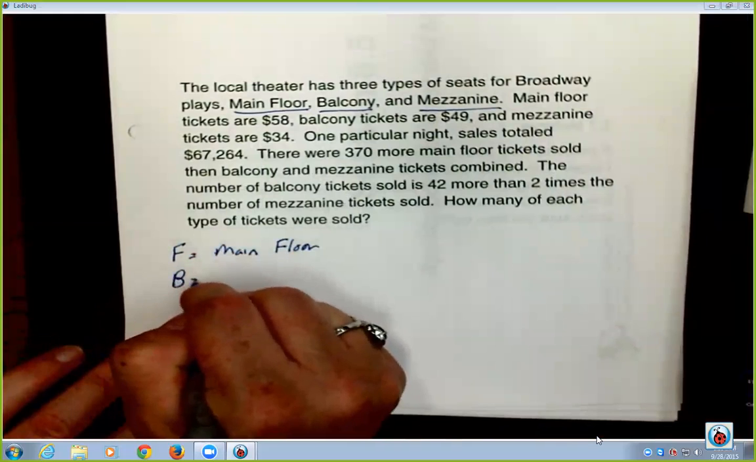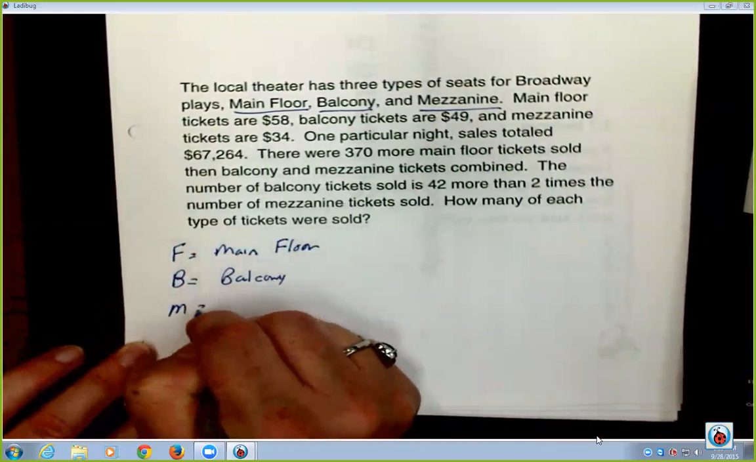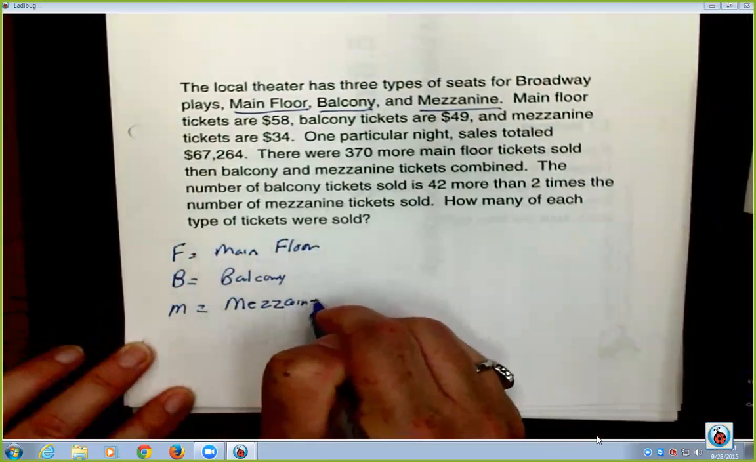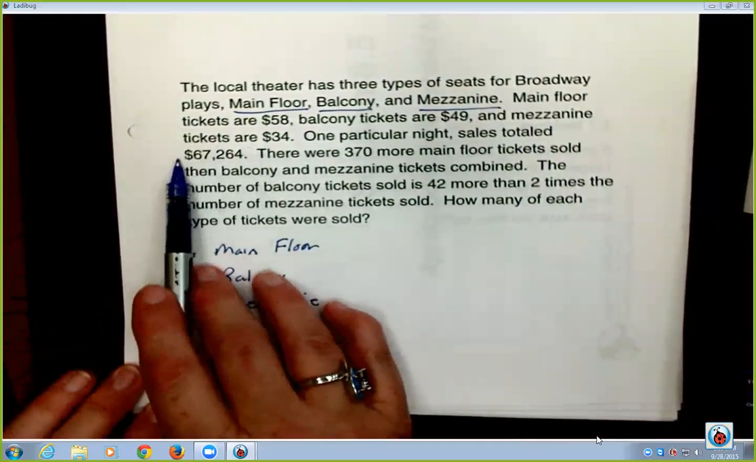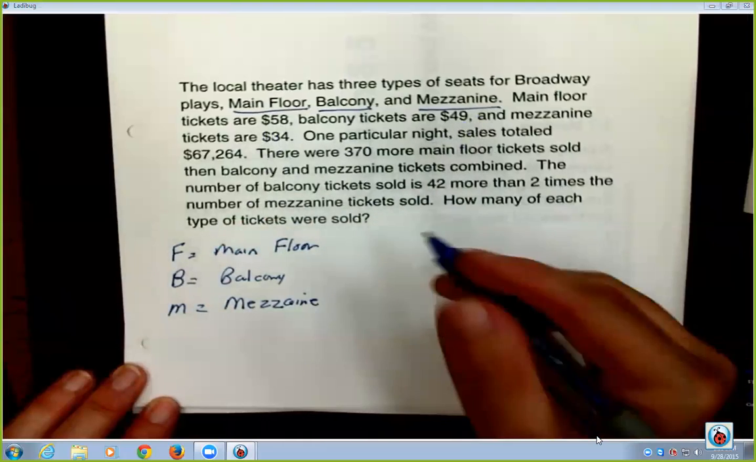And B for balcony. And M for mezzanine. Perfect. Okay, so now when I read on, we know the total was this amount. So what does that mean? Well, that means my prices of my tickets go in here.